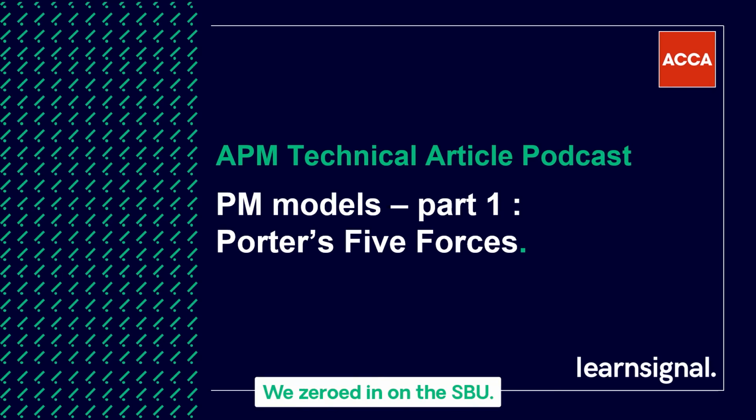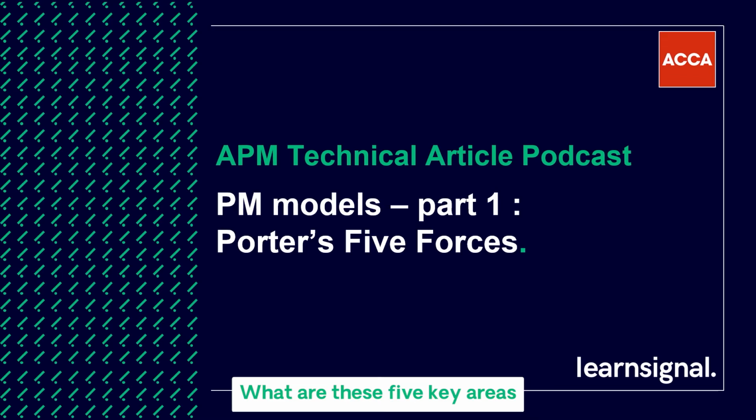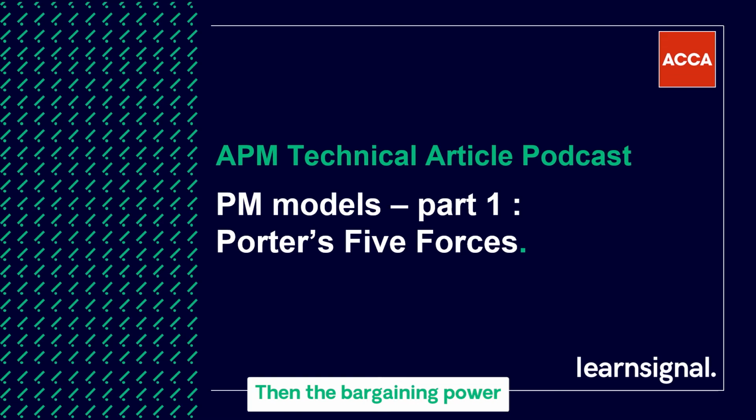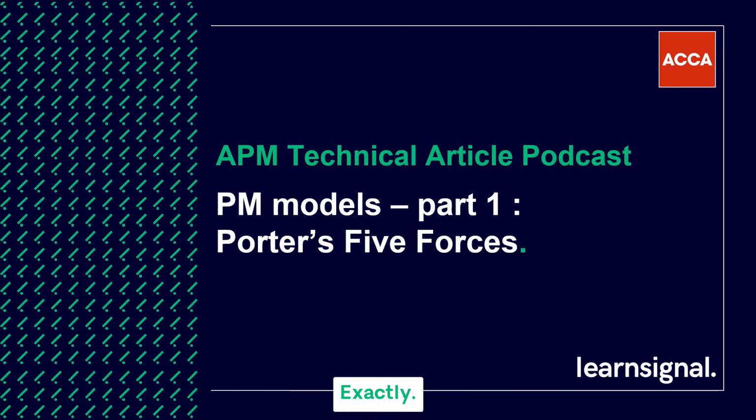So, we've zeroed in on the SBU. What are these 5 key areas, the forces Porter identified? Right, the 5 forces. First, there's the threat of new entrants. New companies trying to get in? Yep. Then the bargaining power of buyers. Your customers. Exactly. Third, the bargaining power of suppliers. The folks you buy from. Fourth is the threat of substitute products or services. Something else doing the same job. Or even making the job unnecessary, yeah. And finally, number 5, the intensity of competitive rivalry. How fierce the fight is among the existing players.